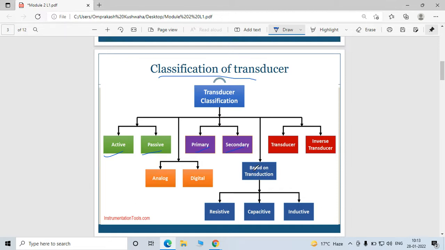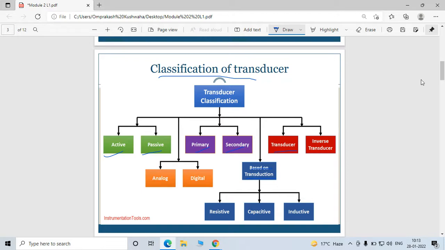Now, based on the transduction, we can classify transducers into three categories: first is resistive, second is capacitive, and third is inductive transducer. And one more thing, you can also classify transducers as transducer and inverse transducer.